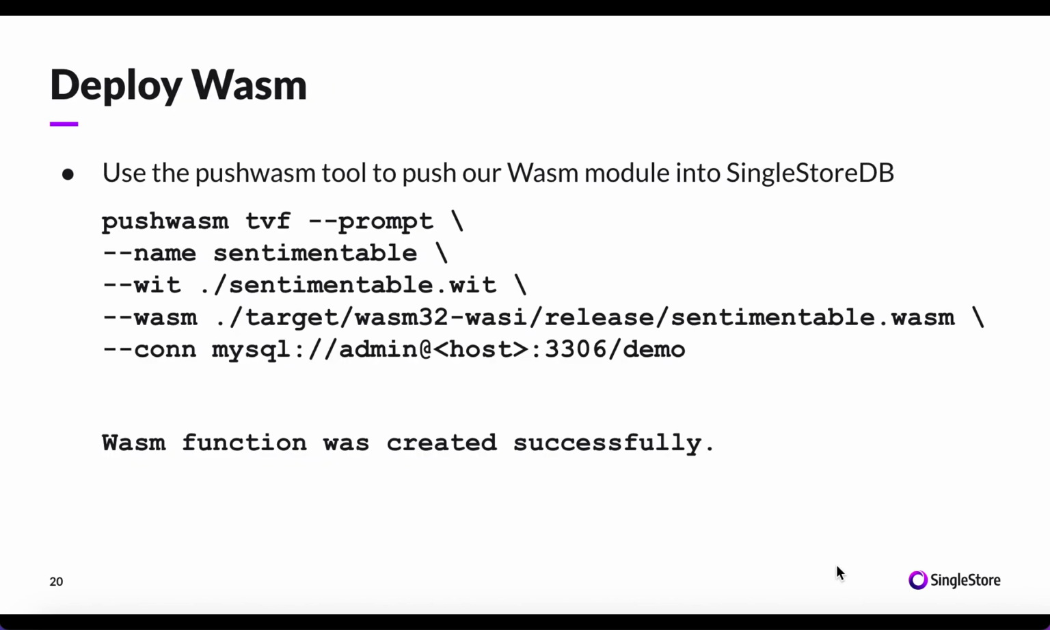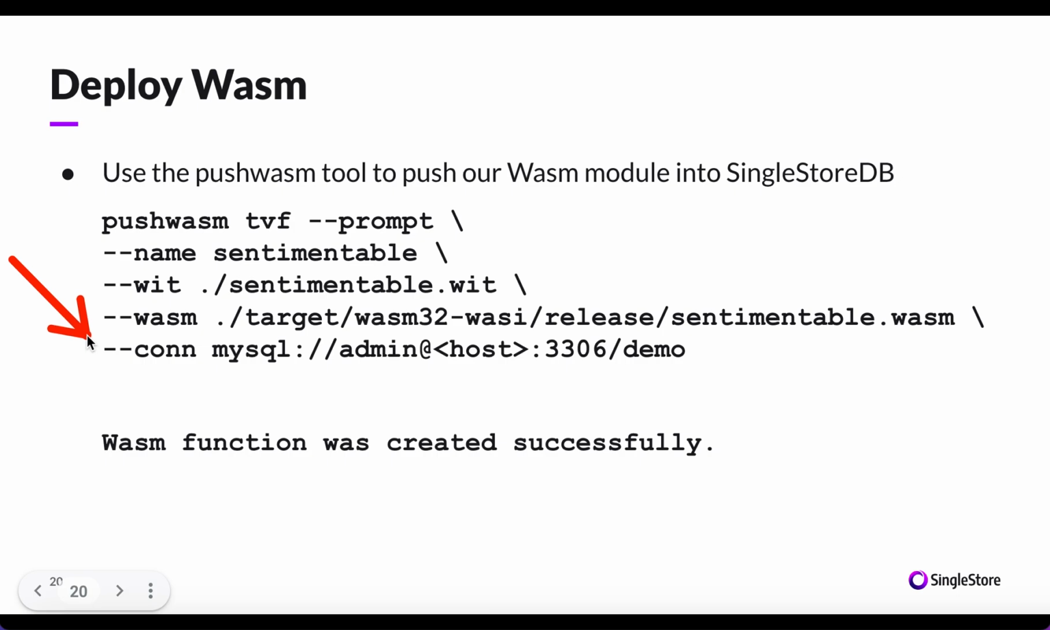So I'll exit from the MySQL client back to the terminal window, and now I'll use the push wasm tool to actually load that wasm module into SingleStoreDB. So you can see here, it looks like a busy statement there, but let's walk through this. So firstly, prompt for the password, and then here the name of the function that I want to load, sentimenttable, the interface definition file that we created earlier, the location of the actual wasm that was built using the cargo build command, and then connection details.